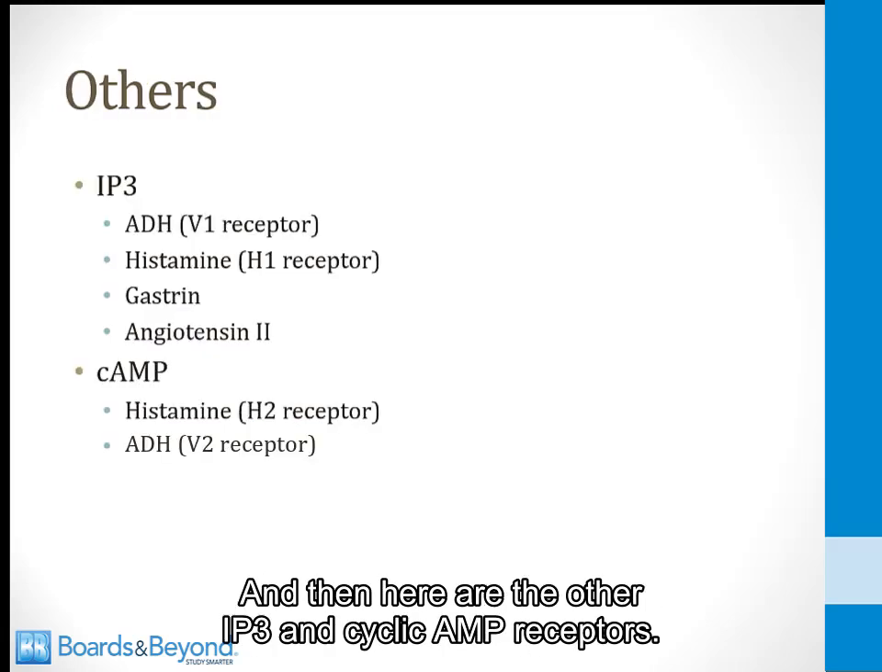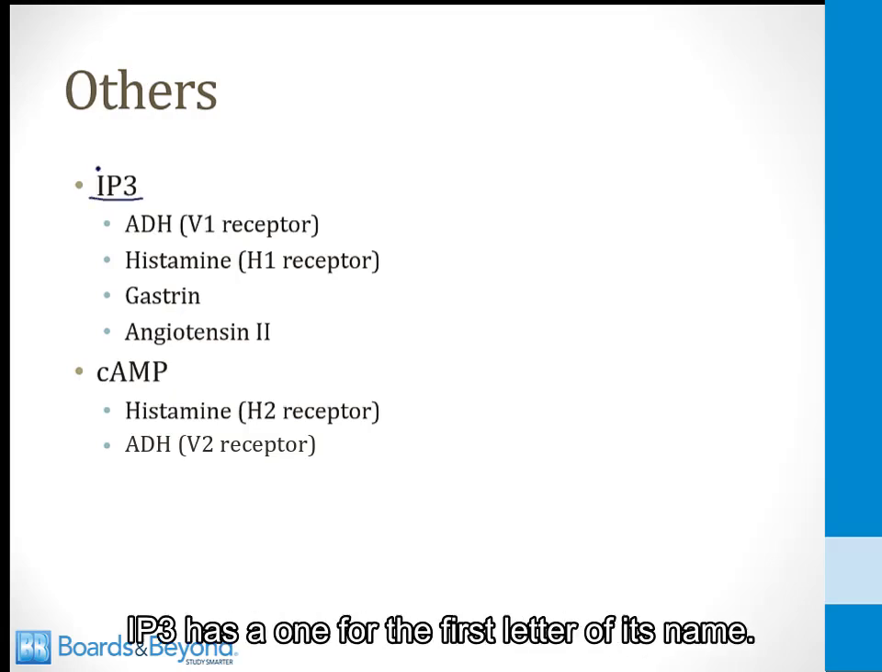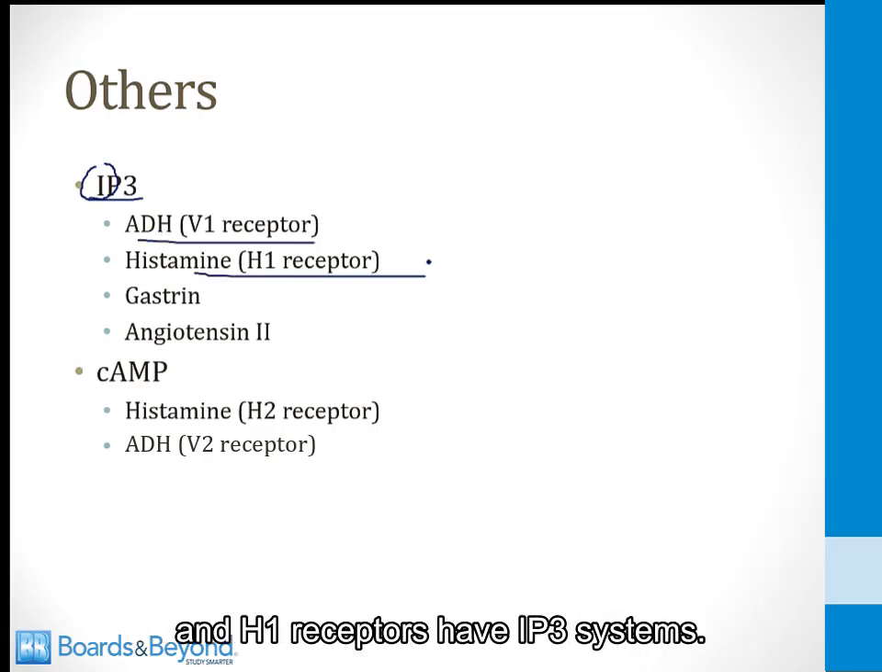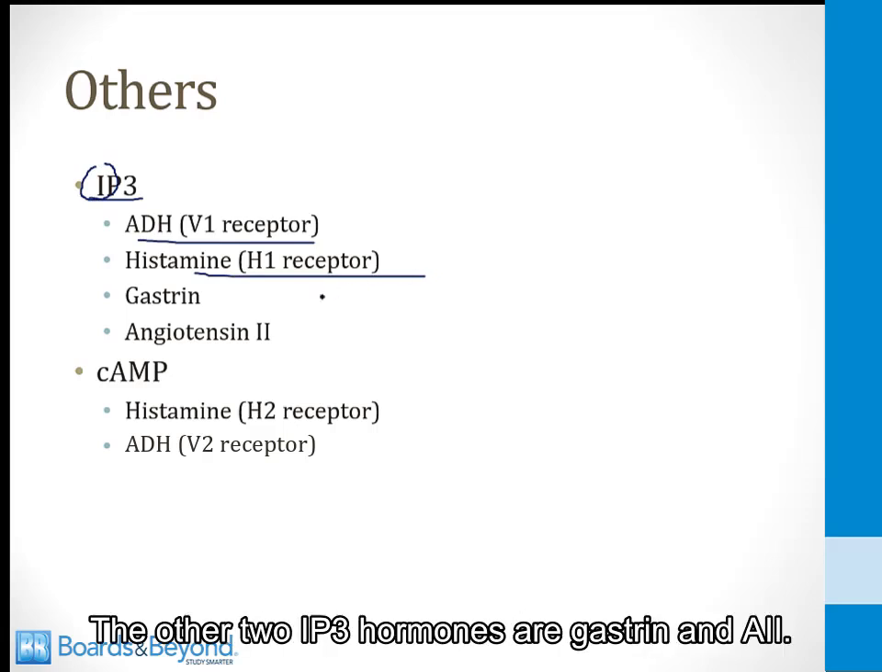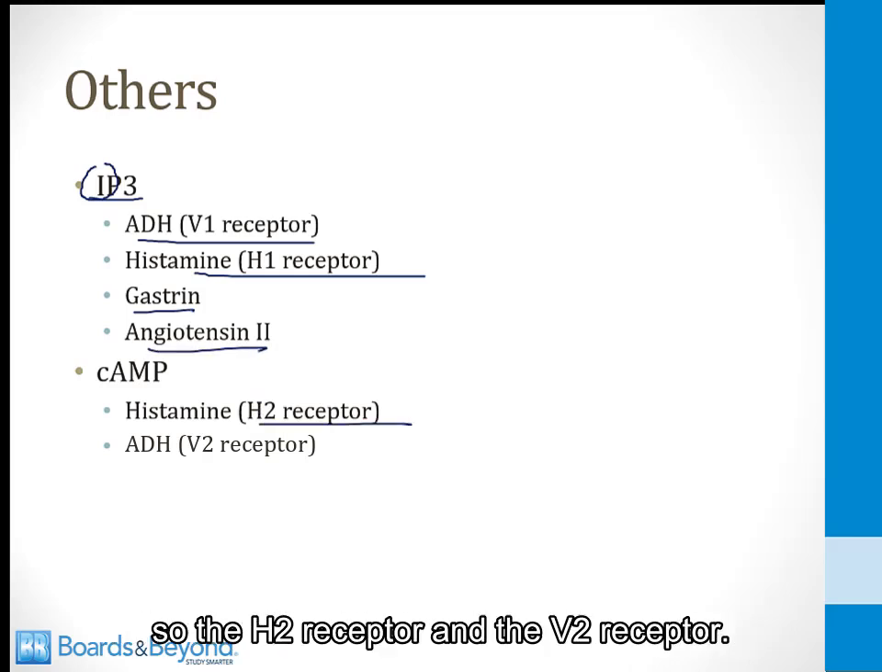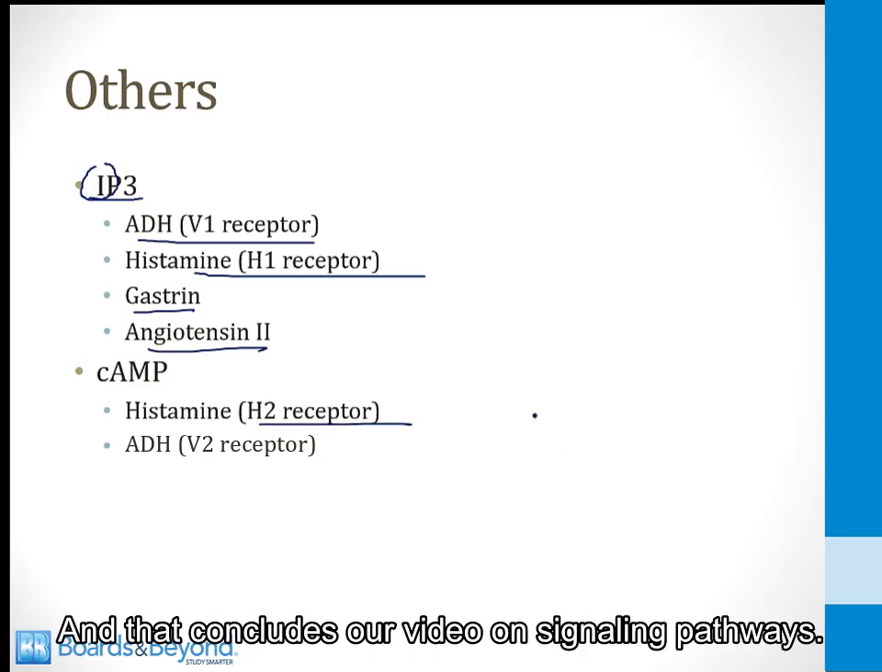And then here are the other IP3 and cyclic AMP receptors. Remember what I told you, IP3 has a 1 for the first letter of its name, and that means that ADH-V1 receptor and H1 receptors have IP3 systems. The other two IP3 hormones are gastrin and A2. Cyclic AMP works on all the 2 receptors, so the H2 receptor and the V2 receptor. And that concludes our video on signaling pathways.